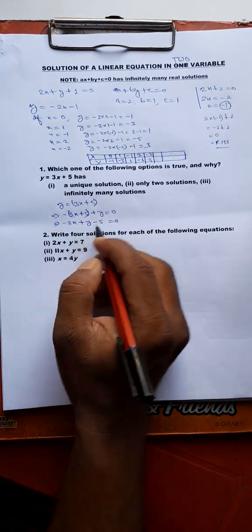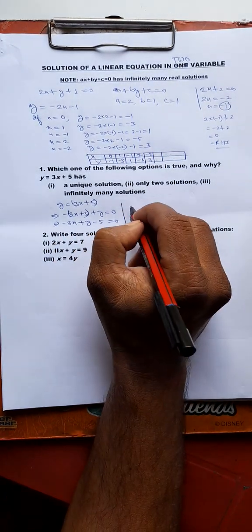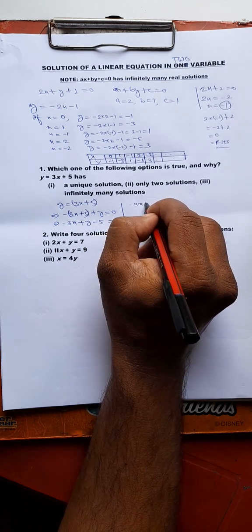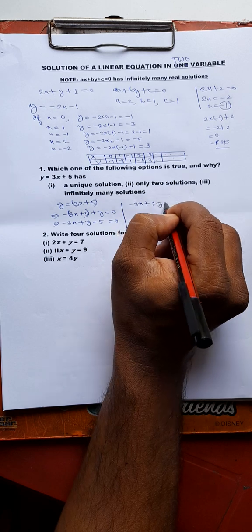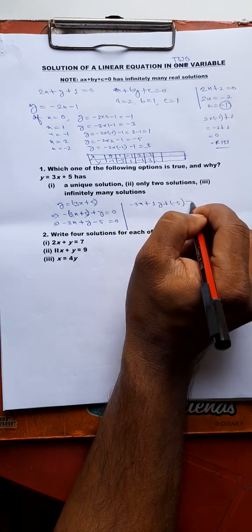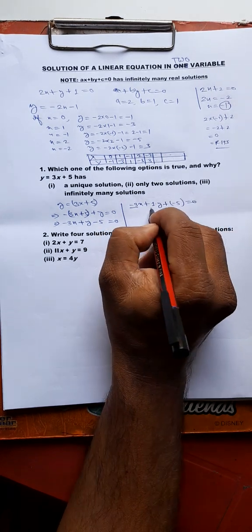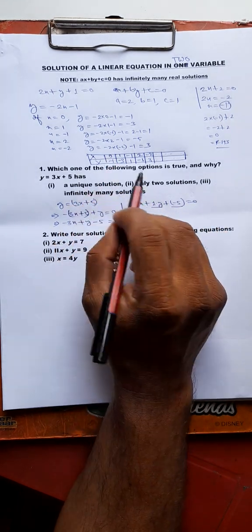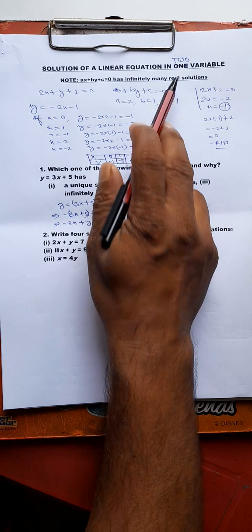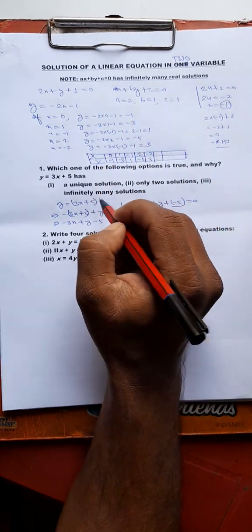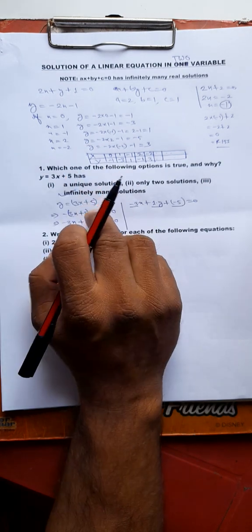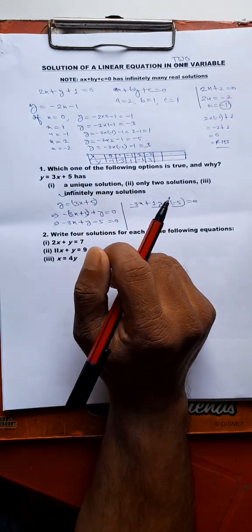Now it becomes a linear equation in two variables. You can consider this as minus 3 into x plus 1 into y plus 5 equal to 0, ax plus by plus c equal to 0. Now a linear equation in two variables has infinitely many real solutions. So the answer is 3. This equation has infinitely many solutions.